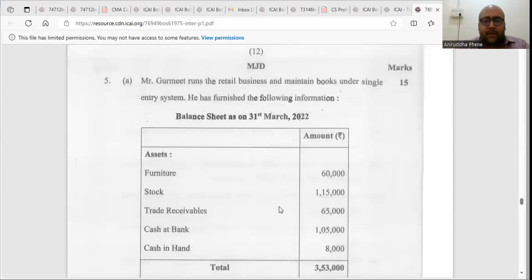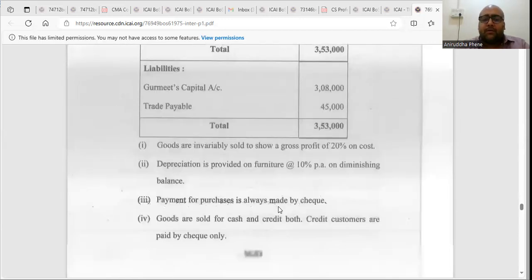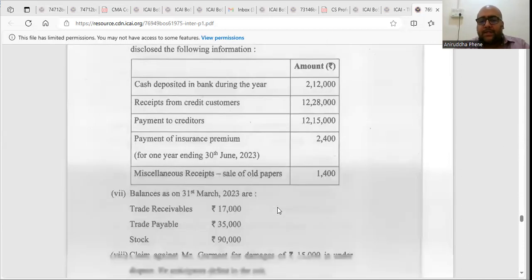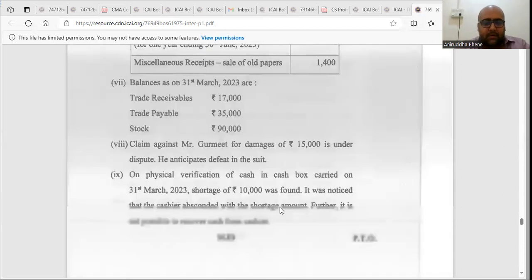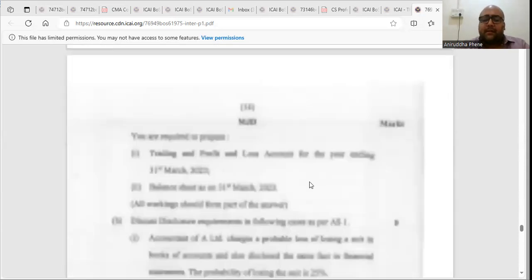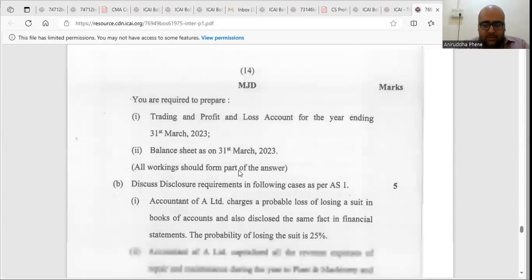What is this? Incomplete records. Basic knowledge of journal entries is required to do incomplete records. A few ledger accounts have to be prepared, like debtors and creditors, not the cash account. They have asked for trading, P&L, balance sheet, and obviously workings.